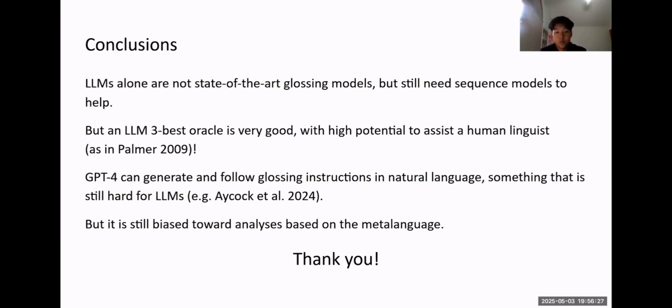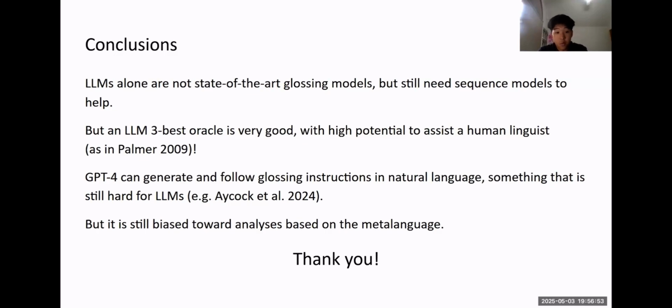So to conclude, using the LLM alone as a glossing model, we can't beat a sequence model, but it seems that it's better to follow some other recent projects by combining the two together. The oracle methods are what would happen if we did have a human linguist checking the process to pick the best word, and that simulated the performance, showing very promising results. And while LLMs don't follow these glossing instructions, typically GPT sort of does.